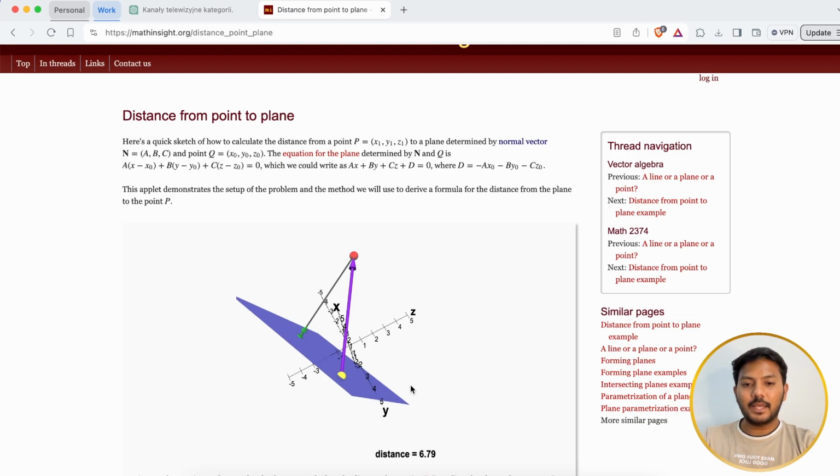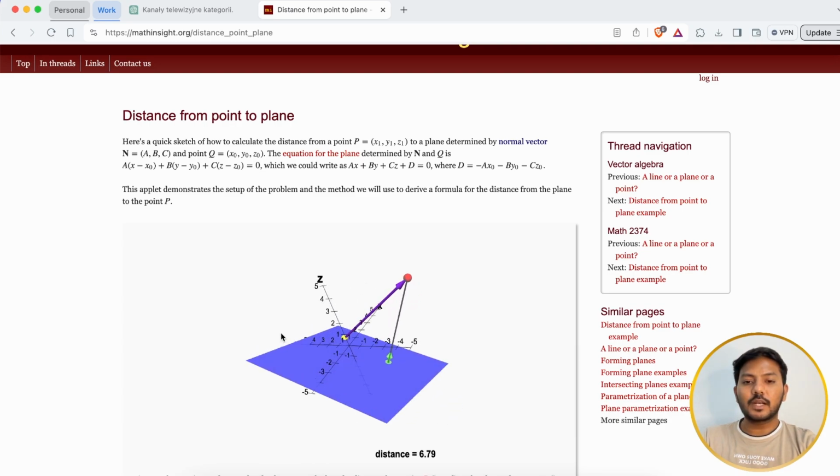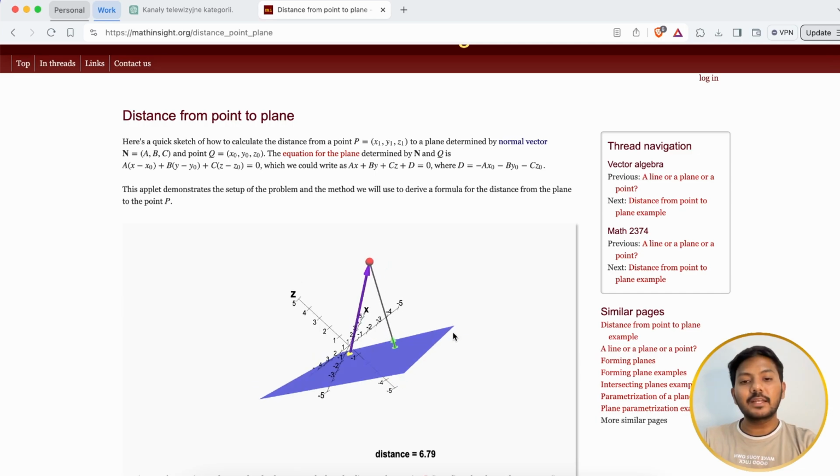So this is my plane, and I want to calculate the distance of my point to the plane. So this point I will calculate from this plane. So what is this distance? How are we going to calculate that? And why do we need this? We will learn all of that in a given minute.